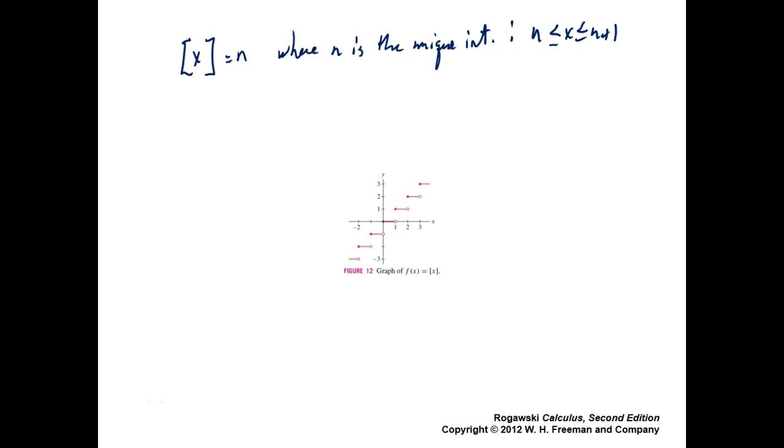So let's just take an example here. I think they give us one here. What is the greatest integer in 4.7?